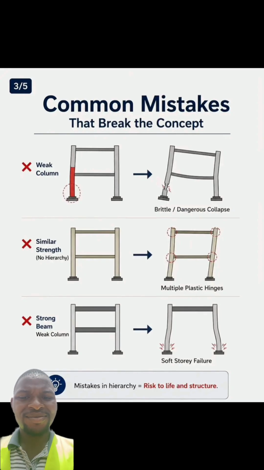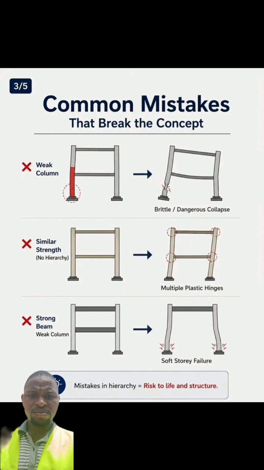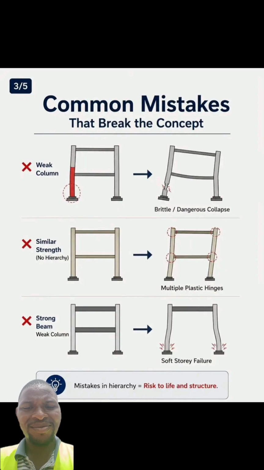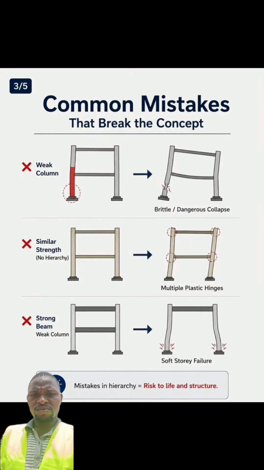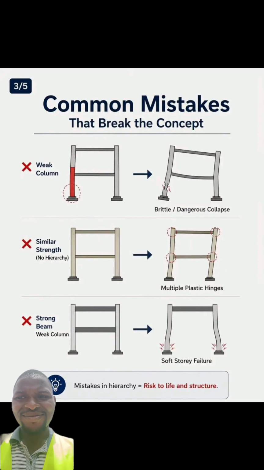In as much as you are looking at strong column, weak beams, there are other mistakes that break and disseminate the whole concept, that put the whole concept into a void. The first one is weak column. You can see some part of the column is strong, but the section of the column that is at the foundation is weak, and you can see where the failure is coming from. It's going to give a very brittle and dangerous collapse.